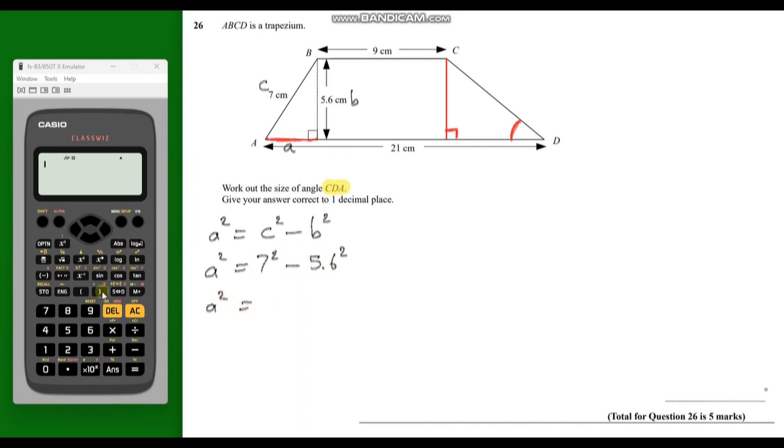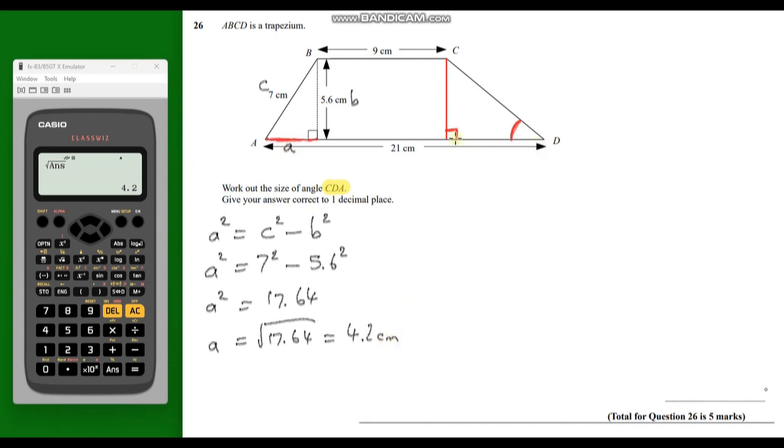So let's put this into the calculator. 7 squared minus 5.6 squared. And that gives us 17.64, but that's clearly not this length. We need to square root our answer. So A is equal to the square root of 17.64. So square root answer, and we get 4.2. So that's 4.2 centimeters.